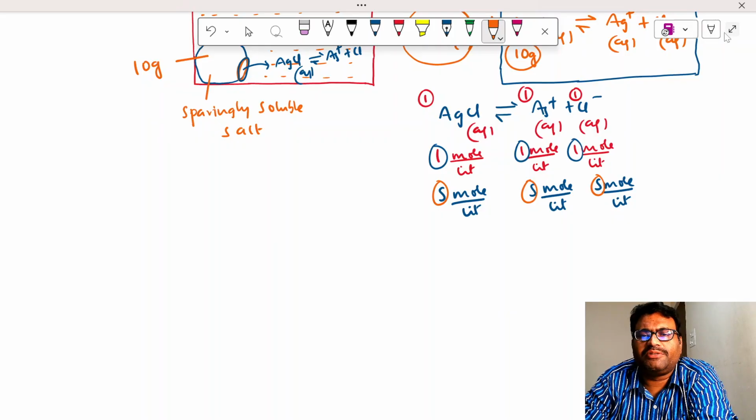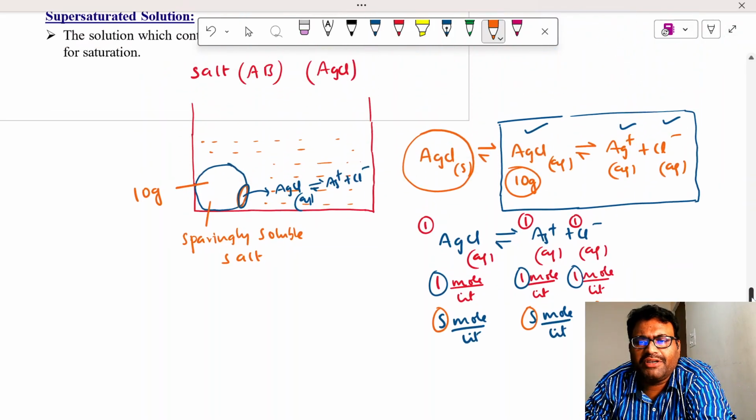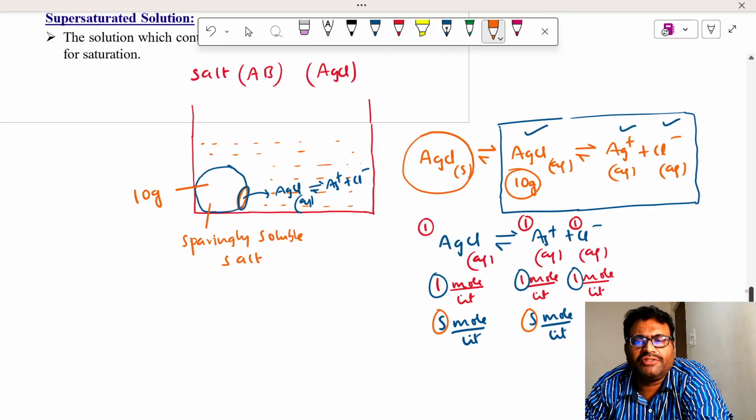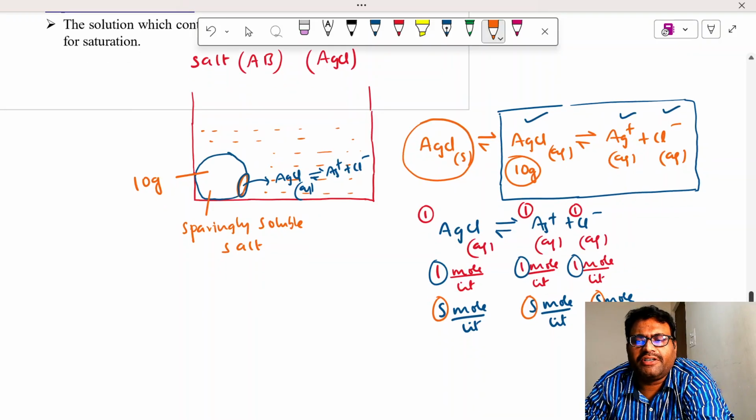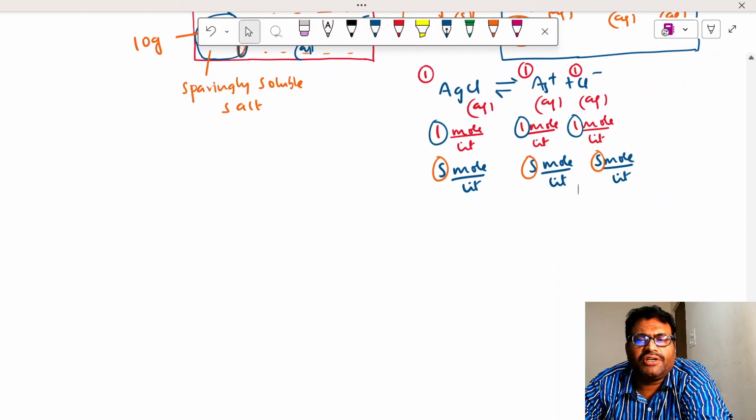Let us move to the next part. This part is very much important. You need to understand this part.